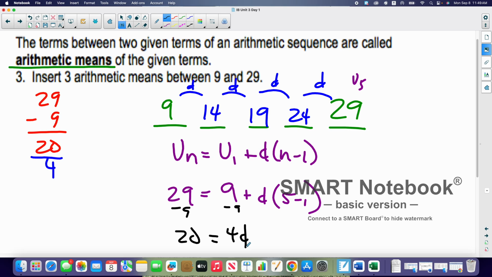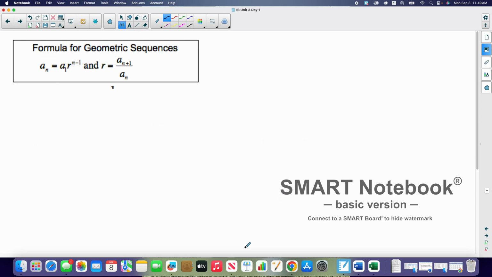Yep. All right. One last thing real quick. All right. I'm going to start this one, but we're not going to get really far on it. All right. This is Un equals U1 times r to the n minus 1. Okay? All right. This is your geometric formula, is what this one is. So we talked about arithmetic a while ago. This is your geometric formula.